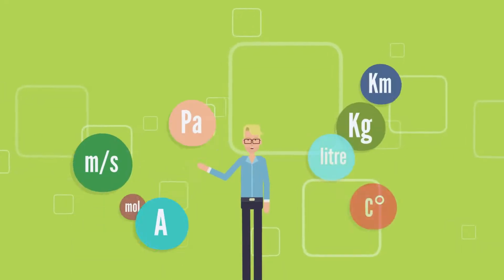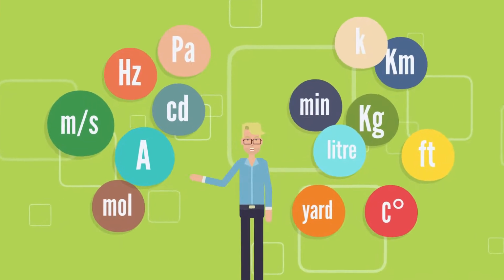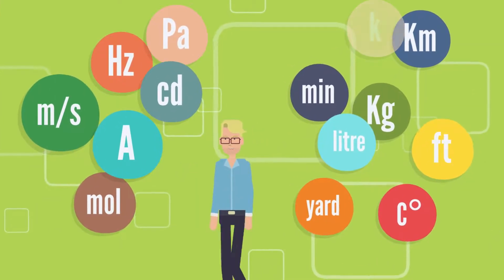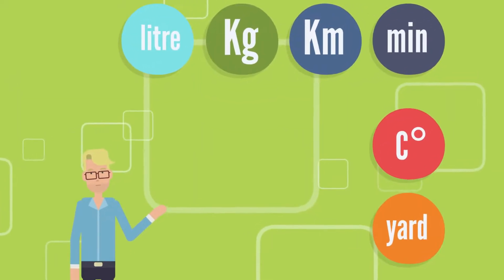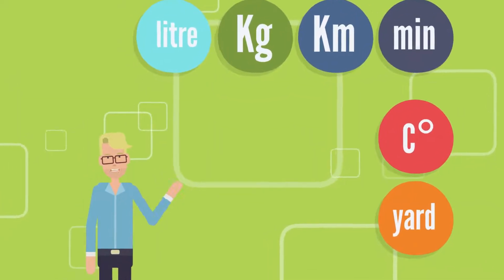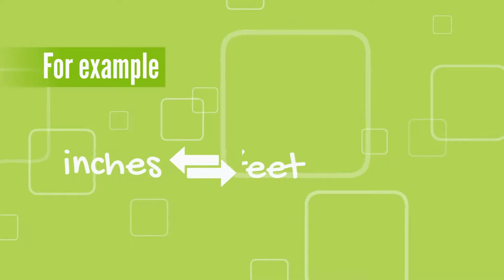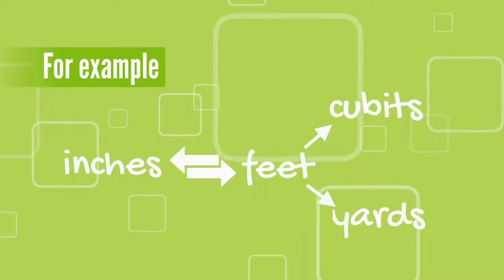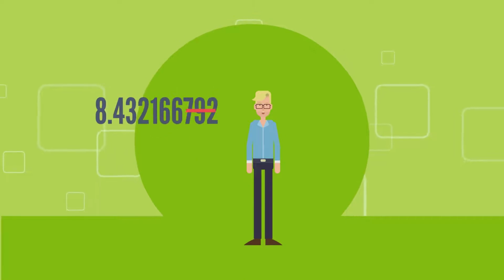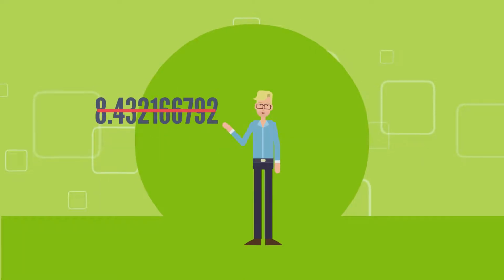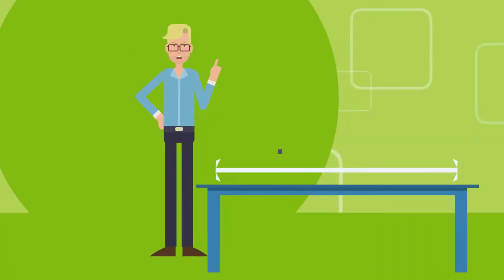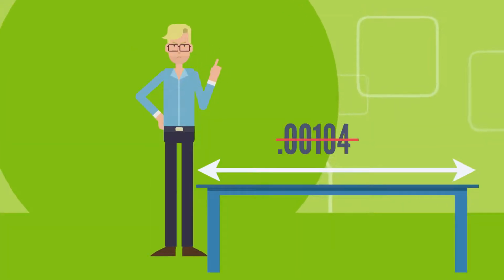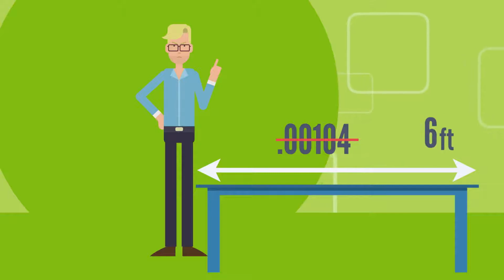With the formalization of measurements, a multitude of measurements derived from use become obsolete or redefined using an institutional, hierarchical, conceptualized standard. For example, inches become correlated with feet, and feet with cubits and yards, etc. There are still various sizes of standards so that fractions are kept to a minimum. For example, we do not say that this table is 0.00104 miles long, but 6 feet.